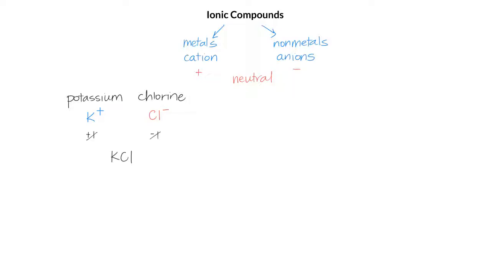Now, how do we name this compound? Well, we keep the name of the metal as is, and we change the end of the anion to -ide. So this compound is called potassium chloride.